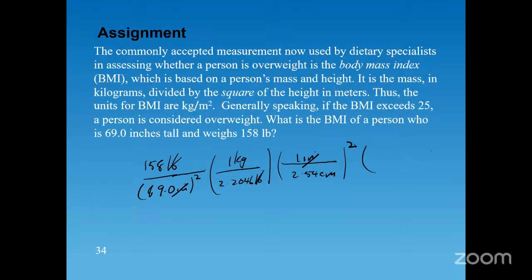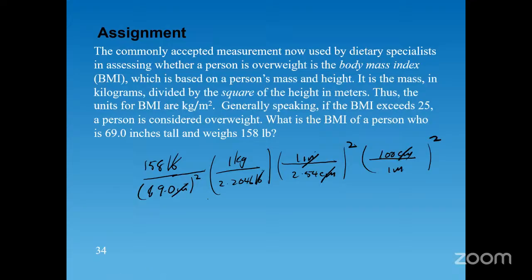And then the next conversion factor is where I convert the centimeters to meters. 100 centimeters is equal to 1 meter. And again, can't forget to square that, right? So that the centimeter unit squared will cancel out with the centimeter squared unit.